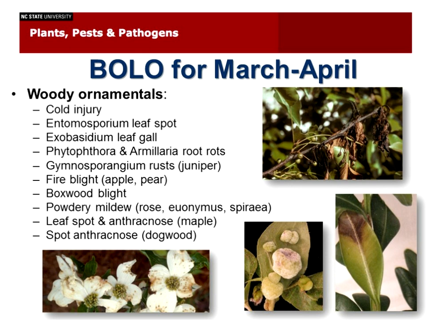Yes, sorry. A lot of these things are diseases that we've already talked about and disorders in the course of today's program. But just to recap, cold injury, we'll be looking for that, especially after the winter that we had. Entomosporium leaf spot on Indian hawthorn and on Photinia. Exobasidium leaf gall, we know what it looks like on Camellia. I showed a picture of that before. Here's an example of what it looks like on Azalea. We can get it on Azalea and Rhododendron as well as Camellia.